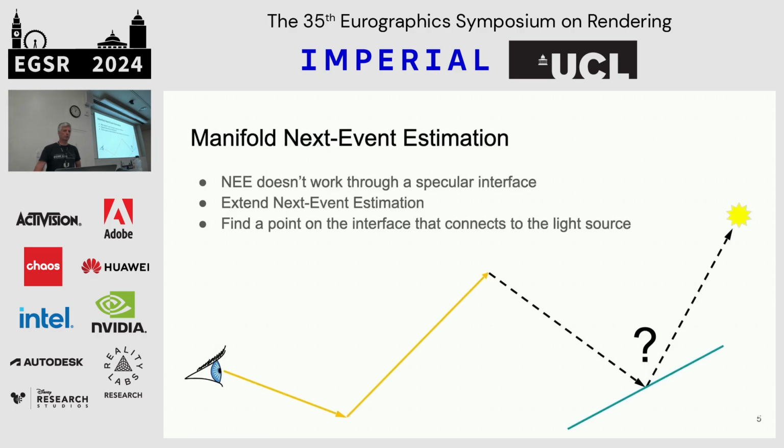Now, that works well, but what happens if you have a specular interface? You've probably had this experience where you have a beautiful kitchen scene and you suddenly replace one of the cupboard doors with a glass door, and suddenly everything gets noisy in the scene. Because next event estimation doesn't work through a specular interface. Hence the idea of manifold next event estimation, where you find the point on the specular surface that connects to the light source. And the key thing is, because it's a specular surface, there's only one point.